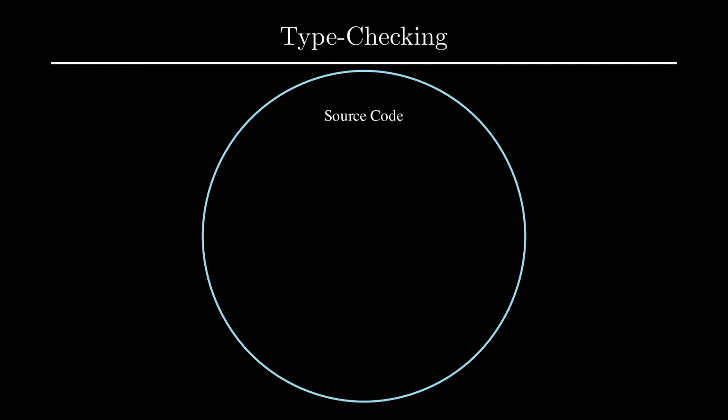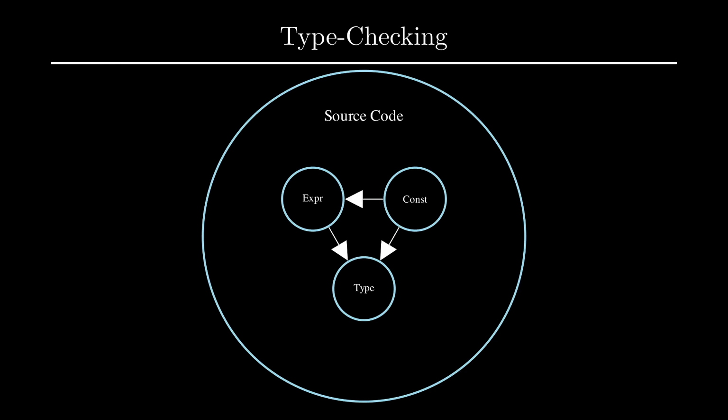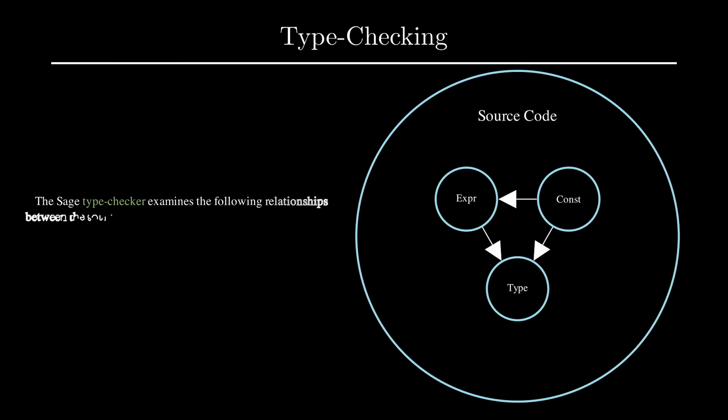Now let's discuss how the Sage type checker is architected. Sage divides code into 3 categories: expressions, constants, and types. Constants are a subset of expressions. Every constant is a valid expression. Types are also a subset of constants. Every type is a valid constant.